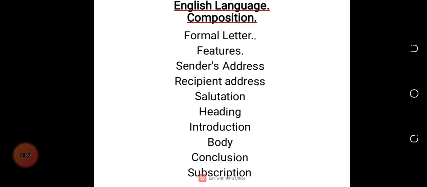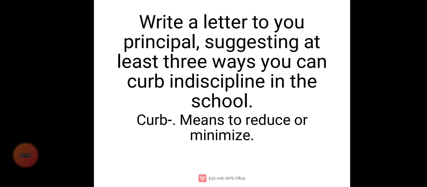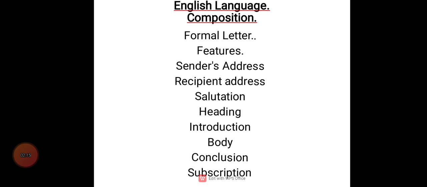Then we have the heading. The heading should be written in capital letters, and you would deduce the heading from the instruction given. So, example, if the instruction is to write a letter to the principal of your school suggesting 3 ways you can keep indiscipline in the school, you can just write ways to keep indiscipline in the school, or indiscipline and how to minimize it. Very simple. So you can also come up with your own heading if you want. Write that and underline it nicely.